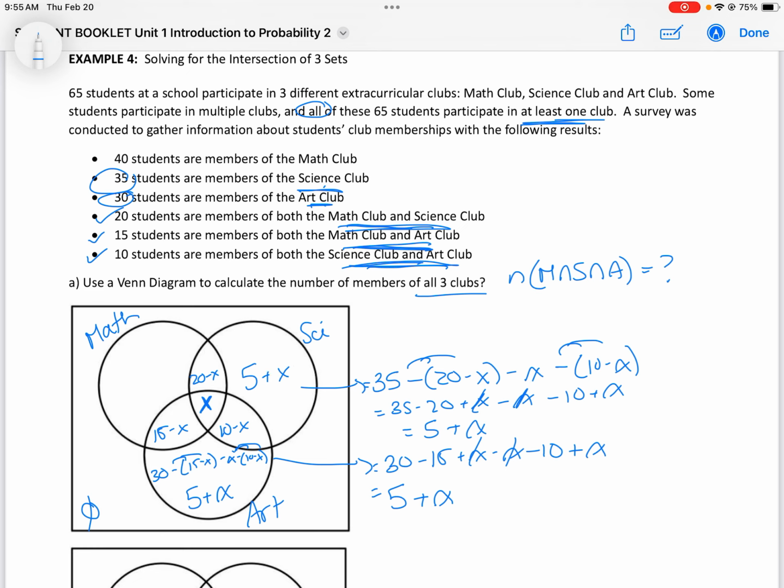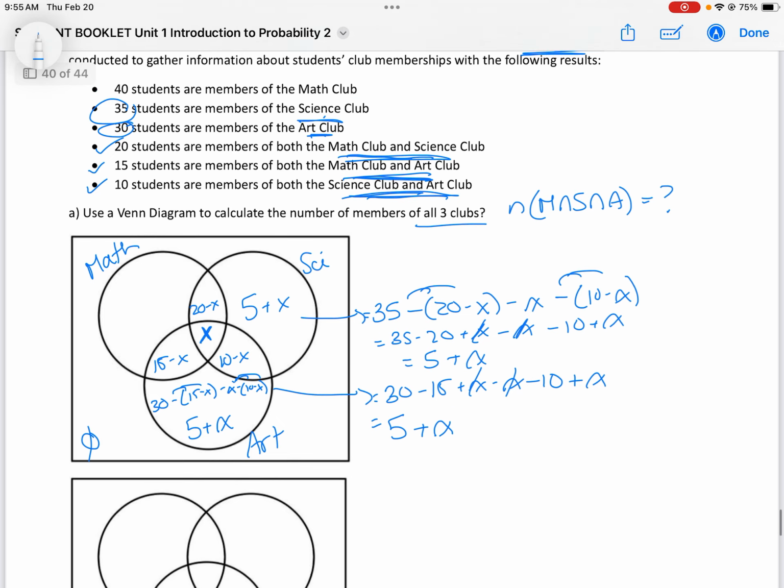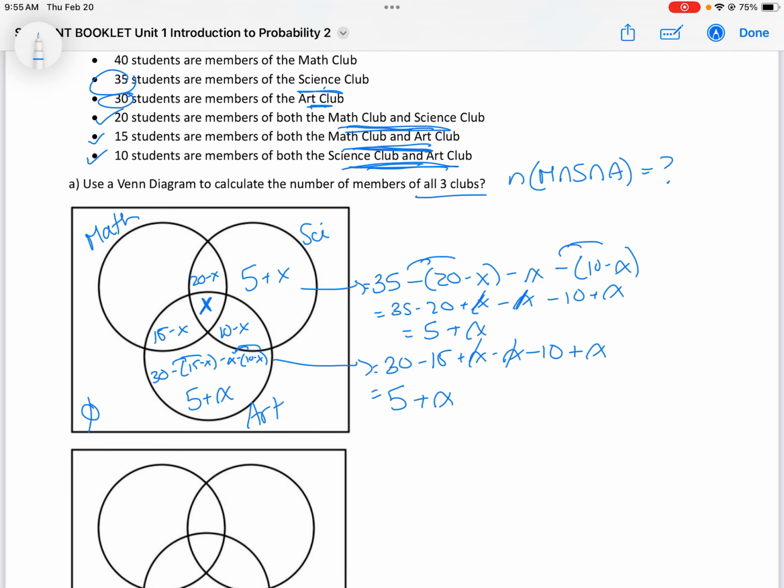I want to say that this question just so happens to have 5 plus X, but it's not necessarily going to happen for every single question. Okay? Now, math. 40 students are in math. So let's go 40 minus 20 minus X minus 15 minus X. So let's distribute that in, both negatives. 40 minus 20 plus X minus 15 plus X. And again, we get 5 plus X. Just so happens to work out like that. Not going to be like that every time.